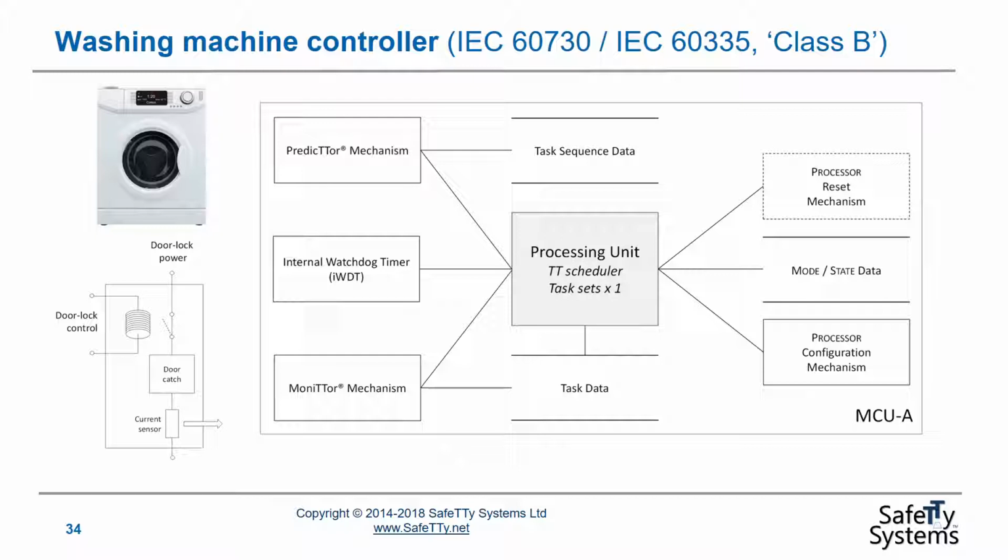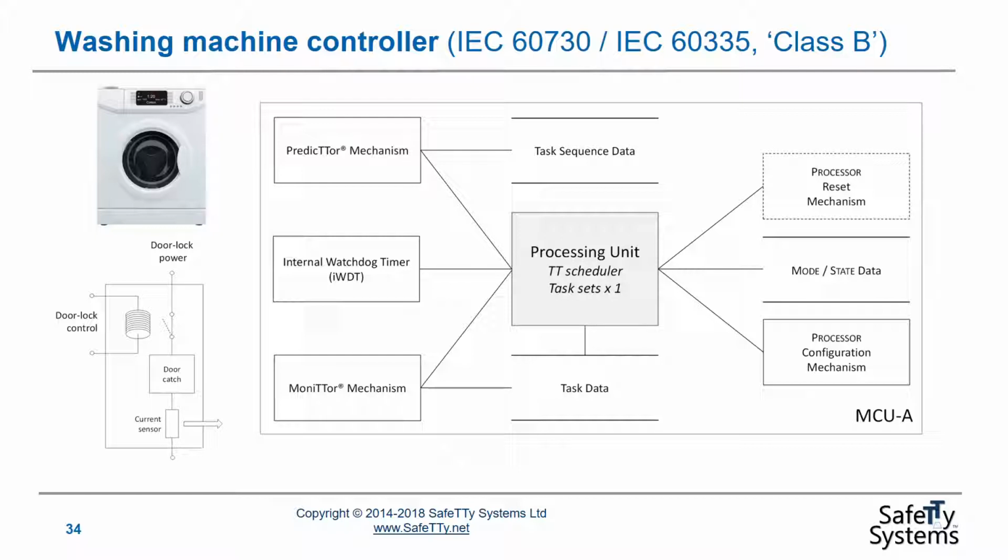The door lock is our key consideration here. If the door lock fails or the door can be opened during normal operation, then it's possible that a child in particular could open the door and gain access to the heavy rotating drum. This could be very damaging, potentially even fatal for a small child. So this type of control system needs to be developed in compliance with international safety standards IEC 60730 and IEC 60335.